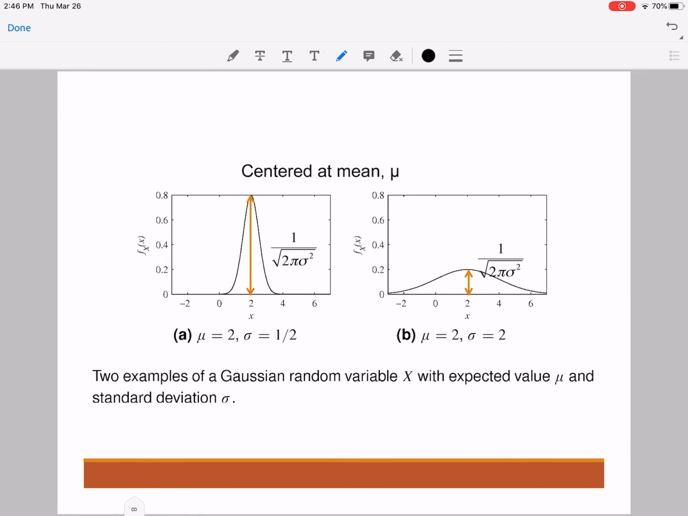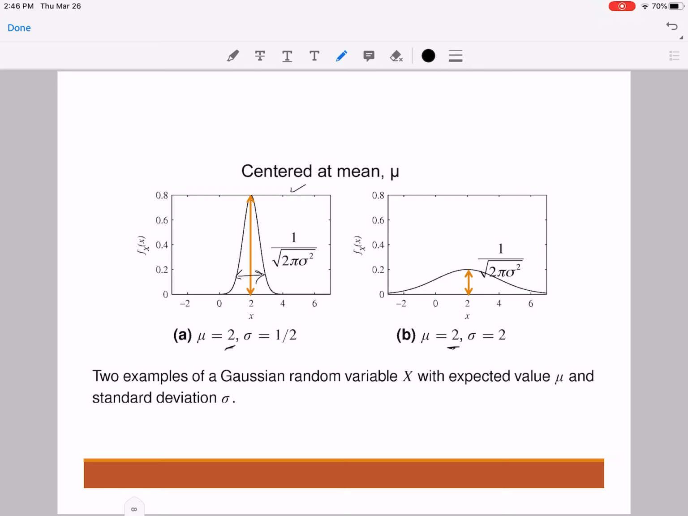Now let's discuss the shape of a probability density function of a Gaussian random variable. So here are the two examples. Both of these Gaussian random variables have the same average value equal to 2, but their standard deviation is different. The very first one has a smaller standard deviation, which is equal to 1/2, which tells you that the variance is very small because variance is sigma squared. It also tells you that most of the values will be concentrated near the mean.